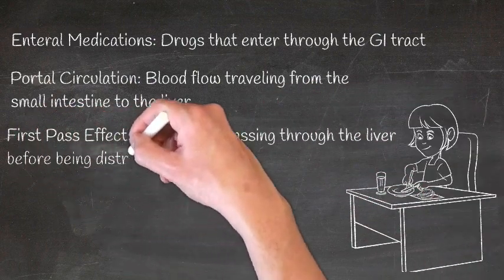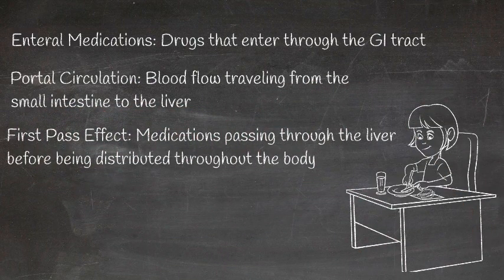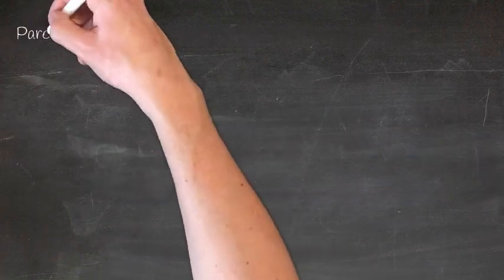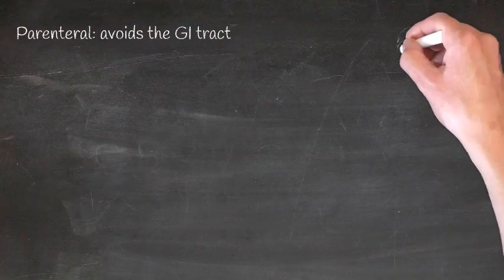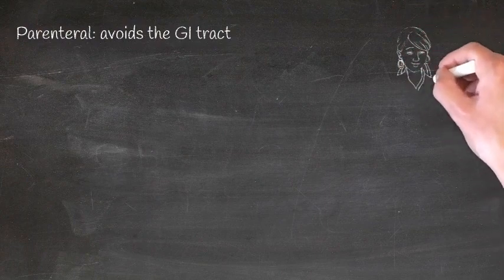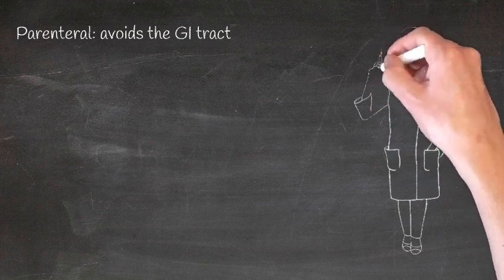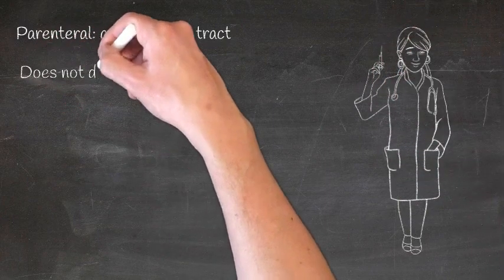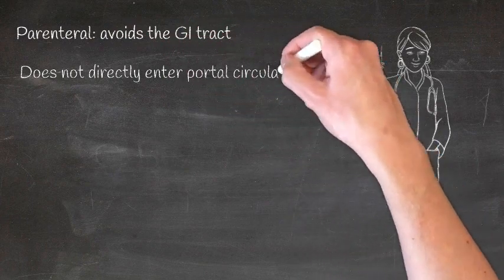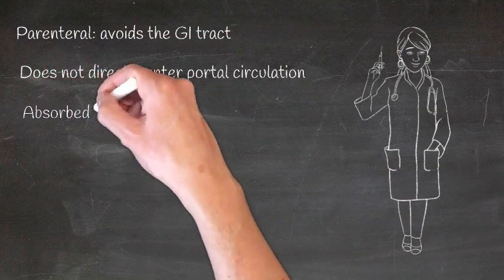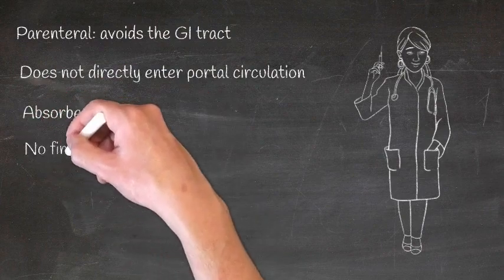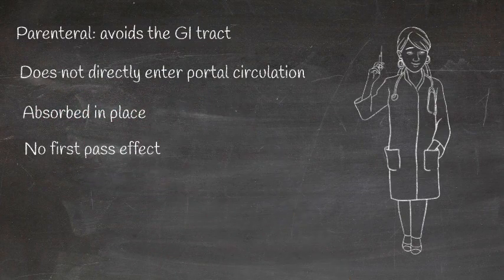Because of this effect, enteral medications must either be prodrugs or stronger versions of the medication than would otherwise need to be used, so the liver cannot completely inactivate the drug before it's distributed through the body. Parenteral medications avoid the gastrointestinal tract. Injections, topical medications, inhaled medications, and IV medications are all examples of parenteral medications. These medications are absorbed in a place that does not enter portal circulation first. Because of this, they are not impacted by the first pass effect. Rather, they move throughout the body before they are taken to the liver to be metabolized.